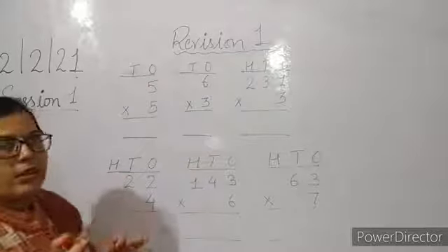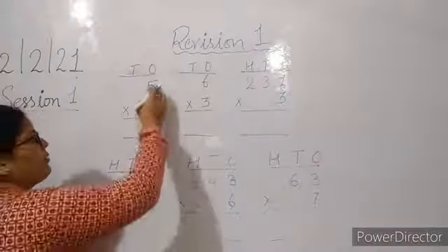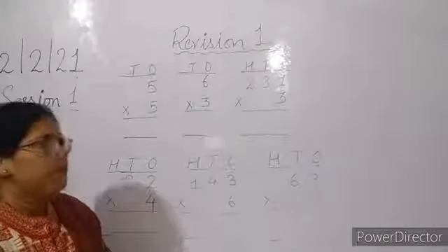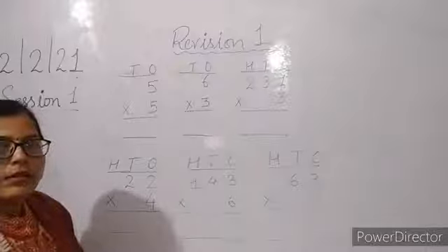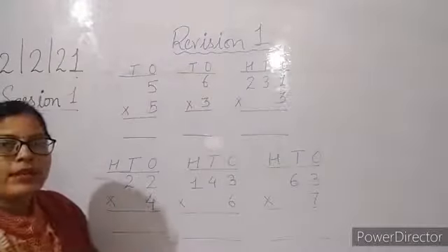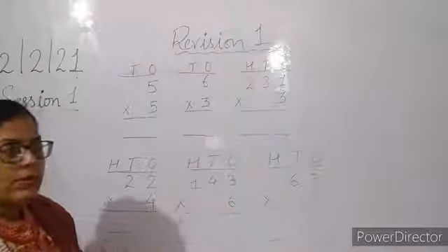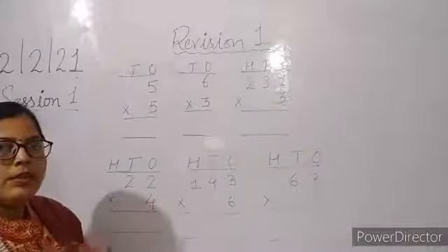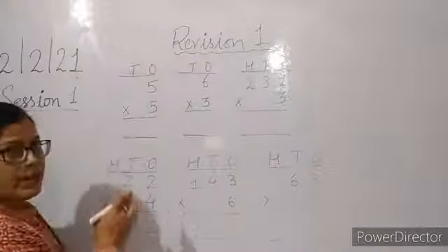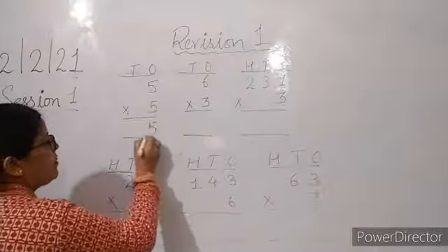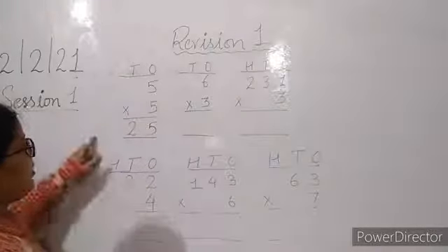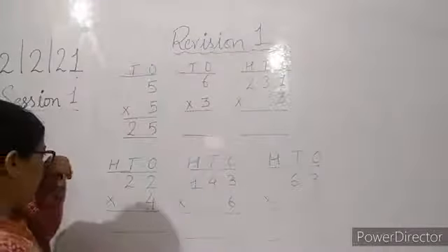Now when you multiply 5 by 5, I hope now we all have learned the tables. So 5 5s are 25. When we multiply, we get the answer in 2 digits. So we'll write the answer at 2 places. 5 5s is 25. So we'll write 5 at 1's place and 2 at 10's place. So the answer is 25.